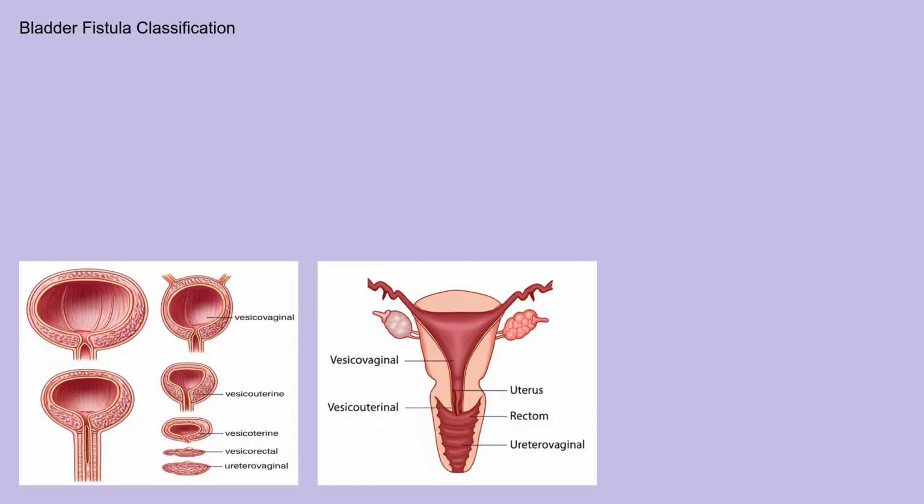Bladder fistulas can be classified based on their location and the organs they connect. The most common types include vesicovaginal fistula between the bladder and vagina, vesicouterine fistula between the bladder and uterus, vesicorectal fistula between the bladder and rectum, and ureterovaginal fistula between the ureter and vagina. While technically not a bladder fistula, it's often considered alongside them. The size and complexity of the fistula also influence the classification and treatment approach.